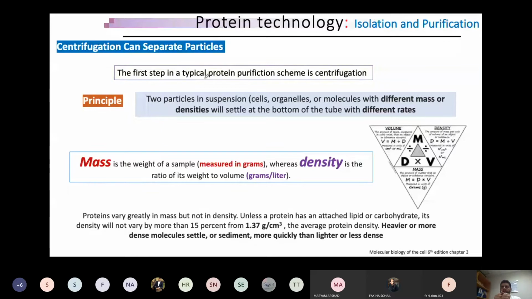So you have a cell, आपके पास cell है, cell के अंदर मुख्तलिफ चीज़ें हैं, और आप चाहते हैं कि उनमें से आप अपनी पसंदीदा चीज़ को निकालें, तो उसके लिए आप सबसे पहले centrifugation करें. So this is how we do. So centrifugation can separate parts. So what is the principle?